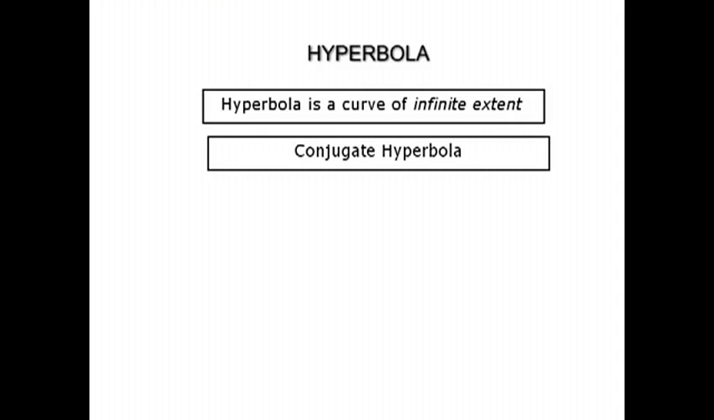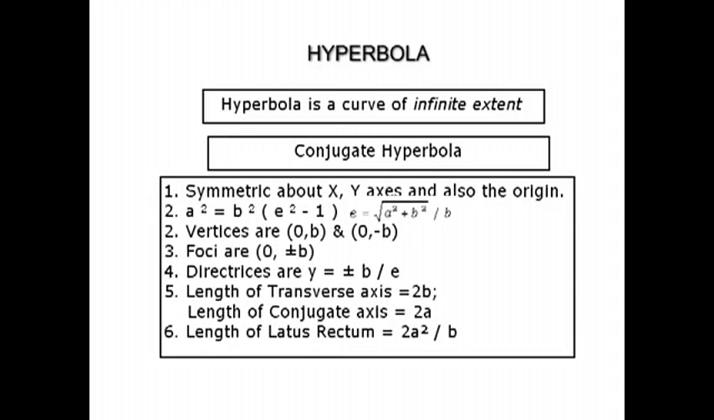The second hyperbola is conjugate hyperbola. Its equation is y square upon b square minus x square upon a square equal to 1. This is also symmetric about both the axes and therefore symmetric about origin. Here a square equal to b square into e square minus 1. Therefore e equal to root of a square plus b square upon b. This hyperbola has two vertices (0, b) and (0, minus b).